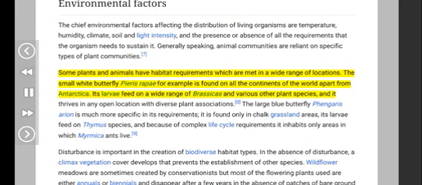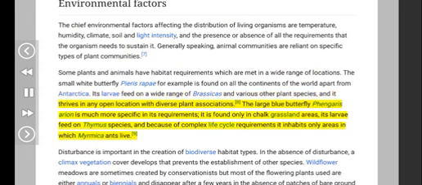The small white butterfly Pieris rapae, for example, is found on all the continents of the world apart from Antarctica. Its larvae feed on a wide range of brassicas and various other plant species, and it thrives in any open location with diverse plant associations. The large blue butterfly Phengaris arion is much more specific in its requirements. It is found only in chalk grassland areas, its larvae feed on Thymus species, and because of complex life cycle requirements it inhabits only areas in which Myrmica ants live.